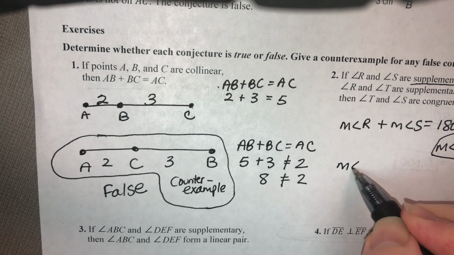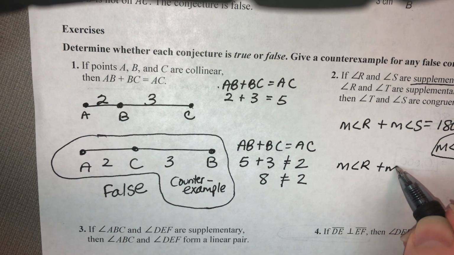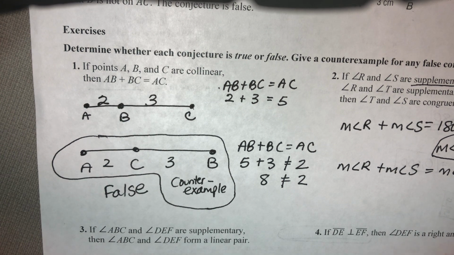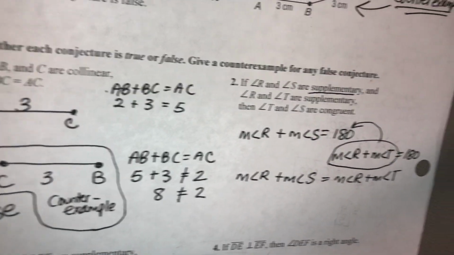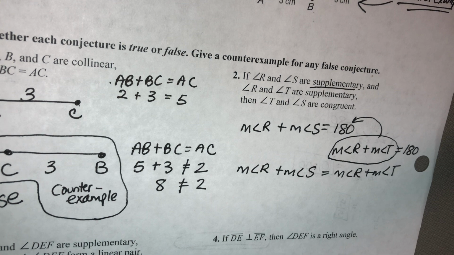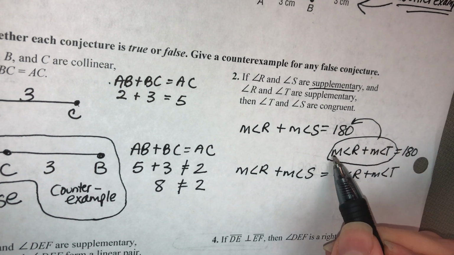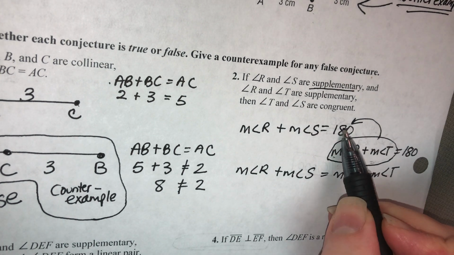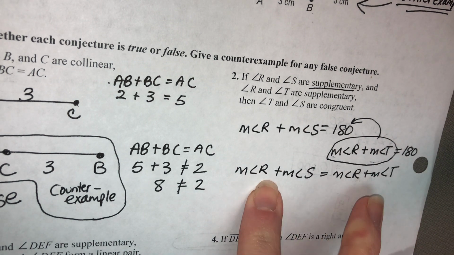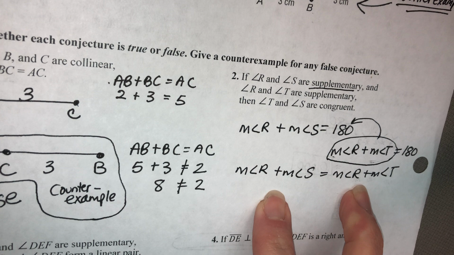So let's say I have the measure of angle R plus the measure of angle S equals the measure of angle R plus the measure of angle T. Okay? I'm sorry, I did not realize I was getting off the screen there. So I've replaced 180 with these because these also equal 180. So this part has to equal this part because they both equaled 180.